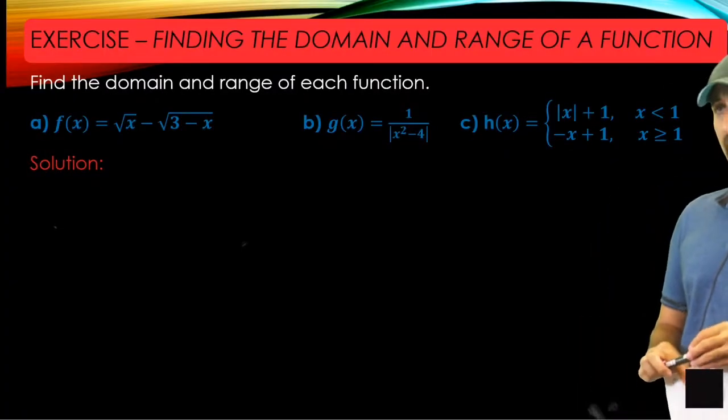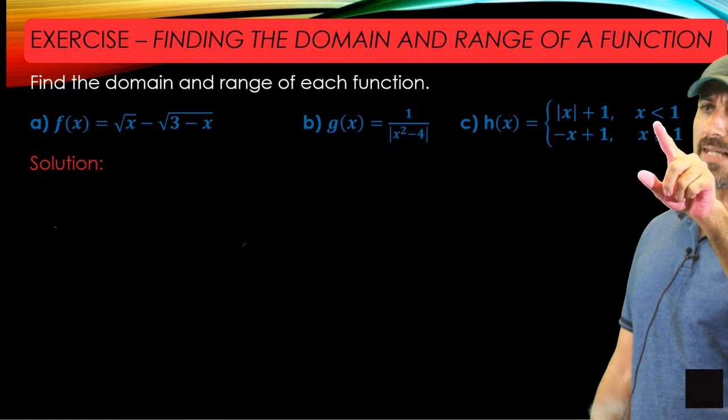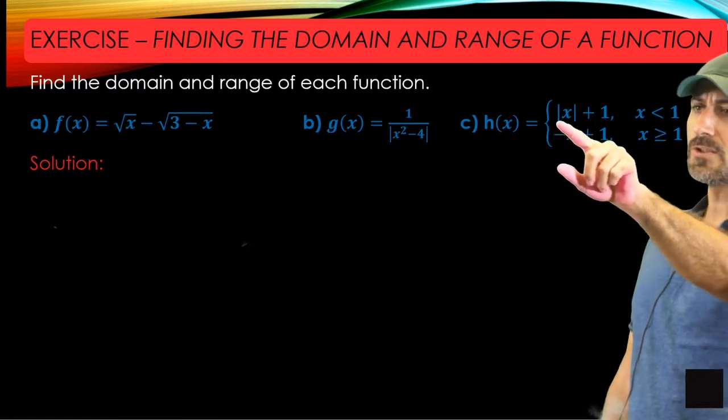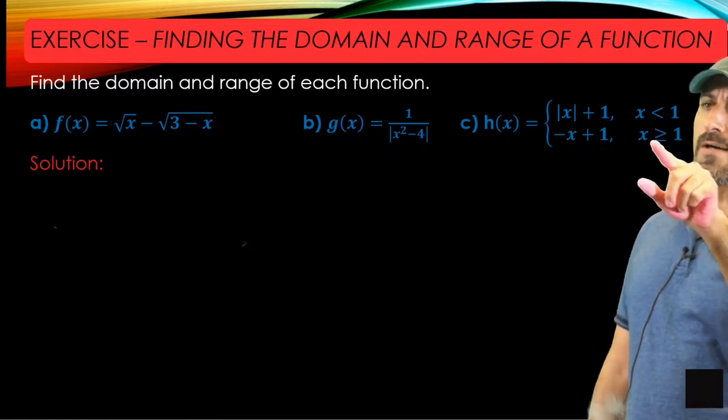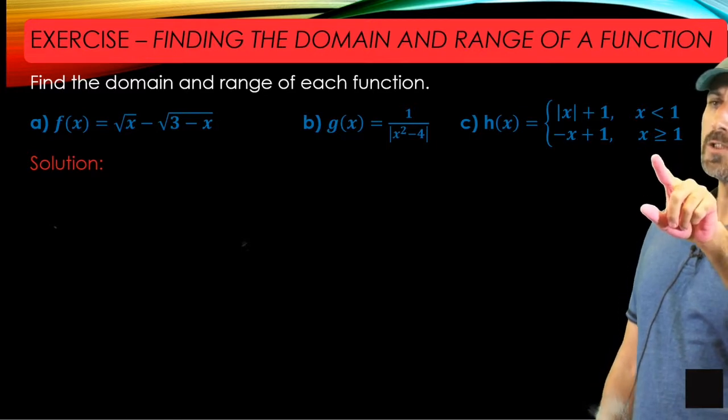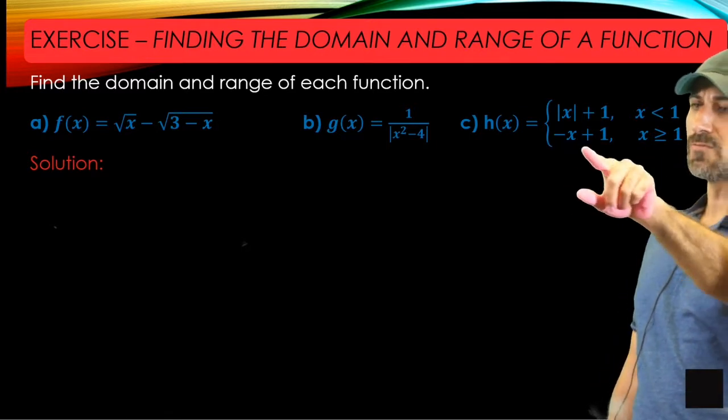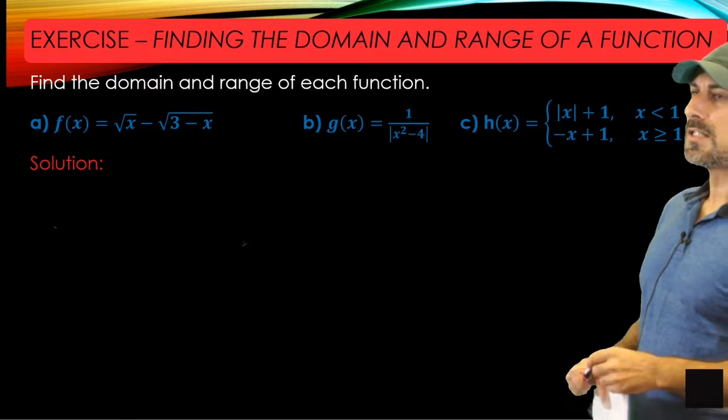So if you look at C, h of x is defined piecewise. Whenever x is less than 1, you're using this function here. And whenever x is greater than or equal to 1, you're using minus x plus 1. All right? So let's find the domain.